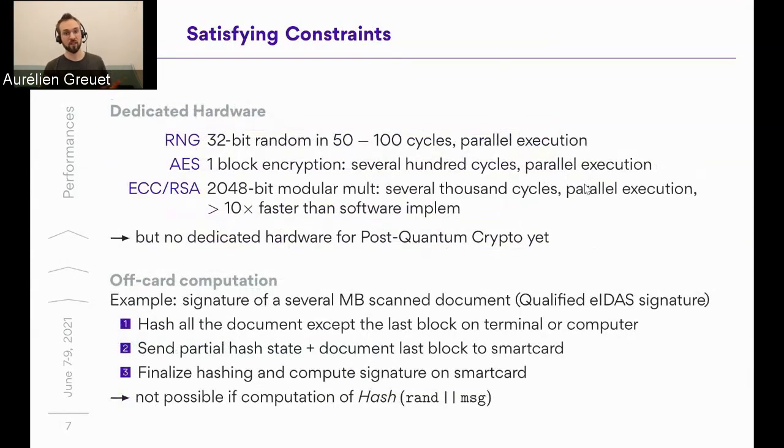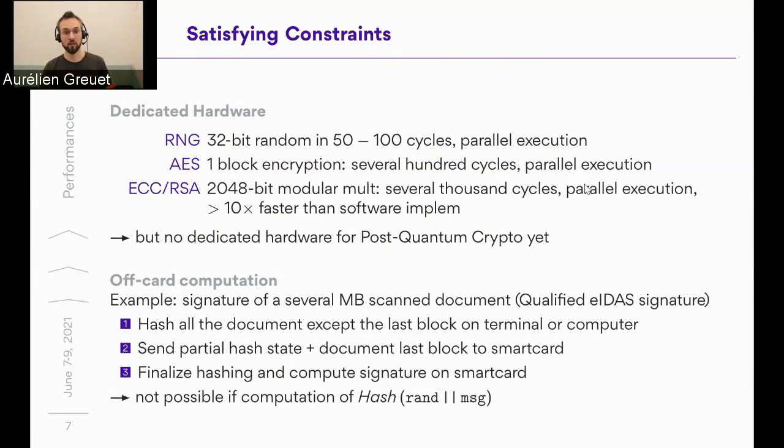First, the smart cards have dedicated hardware to perform crypto tasks. So, for example, it can generate a 32-bit random in several dozen cycles. It can encrypt or decrypt one block with AES in several hundred cycles, or compute the modular multiplication of large numbers in several thousand cycles.